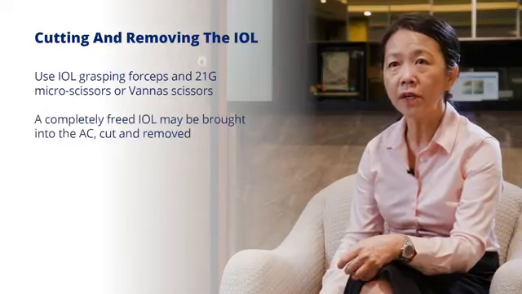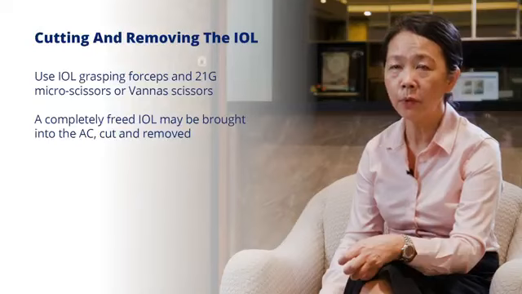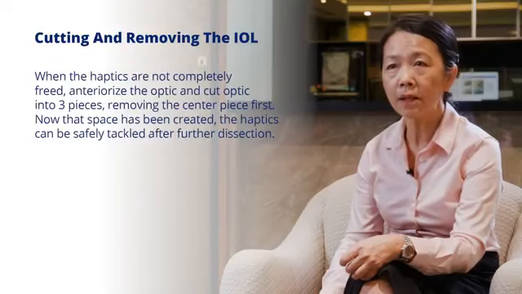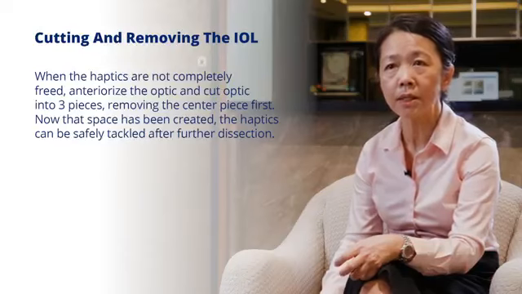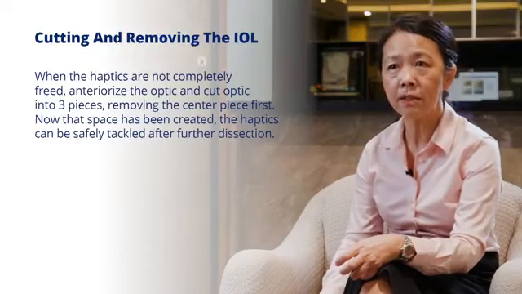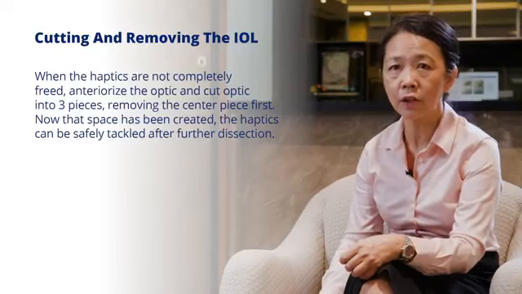Use IOL grasping forceps and a 21 gauge micro scissors, or you may even use Vannas scissors if you do not have these specialized scissors. A completely freed intraocular lens may be brought into the anterior chamber, cut and removed. When the haptics are not completely freed, anteriorize the optic and cut the optic into 3 pieces, removing the center piece first. Now that space has been created, the haptics can be freely tackled after further dissection.